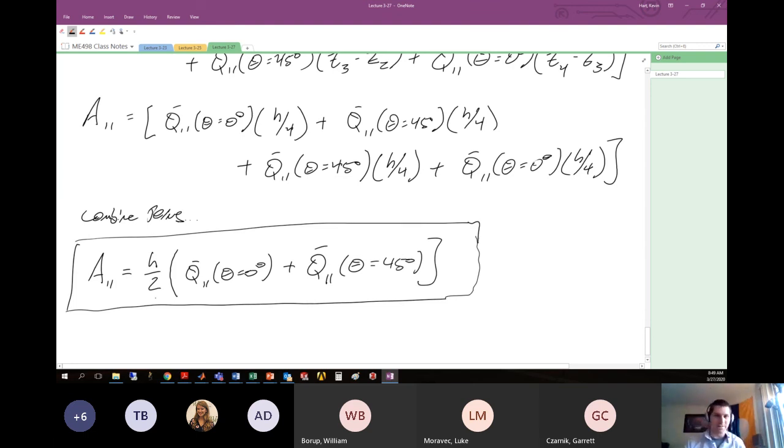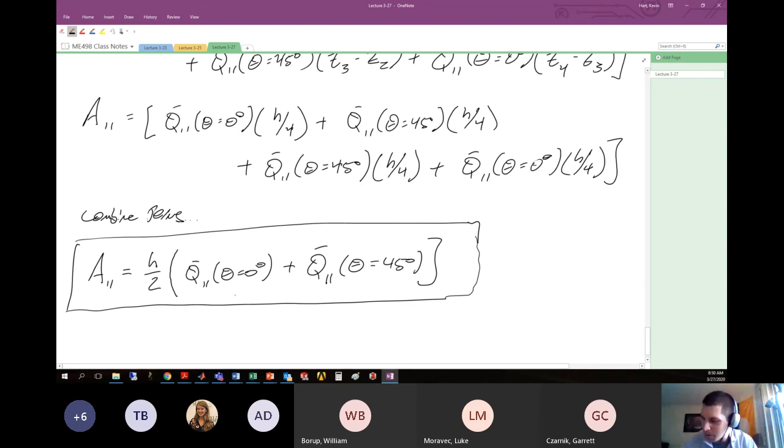H/2, that's pretty easy to understand. It's half the thickness of the laminate. And these guys, Q bar 1,1 for theta is 45 and for theta is 0, are the stiffness matrices of the individual lamina rotated appropriately to get to where they need to be. So you did this on homework number 1, where you calculated what the Q matrix would be of a particular lamina, and then you rotated it 45 degrees to get into another orientation.